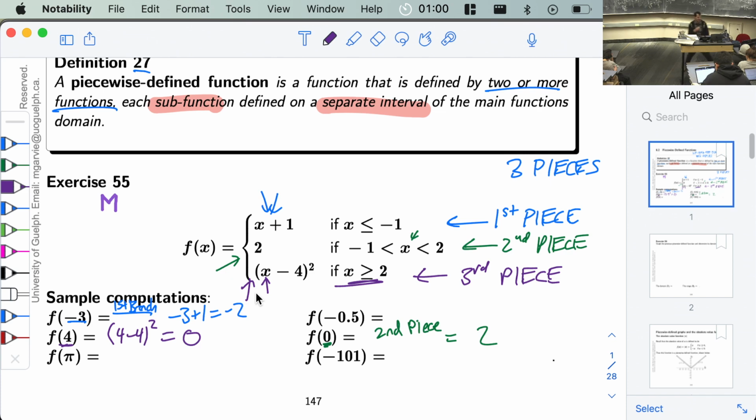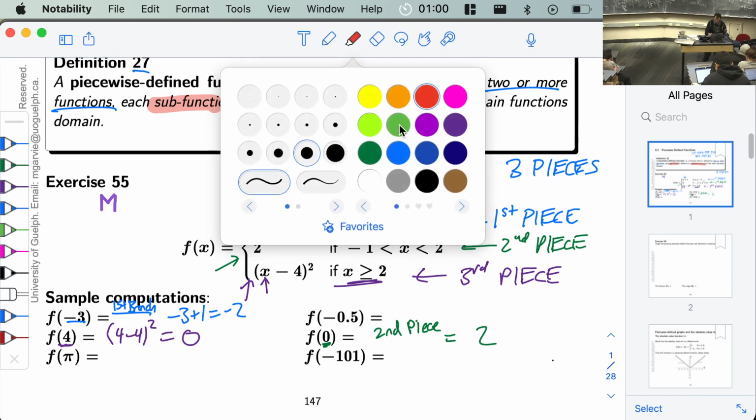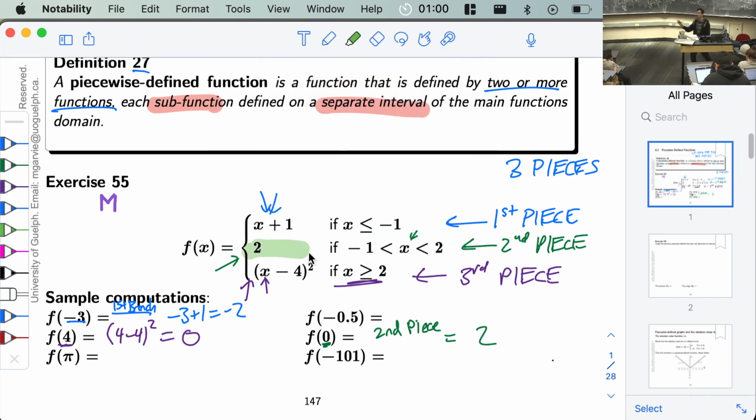And so because it's the second piece, whatever the function says to do, we're going to do. Whatever it says there in the green highlighted region, that's the answer. Sometimes it says x plus 1. Sometimes it says x minus 4 squared. Whatever it says to do in the second piece, we do. For the second piece, it happens to be the boring function where it's always 2 no matter what. And so the answer is 2. Okay. Good question.